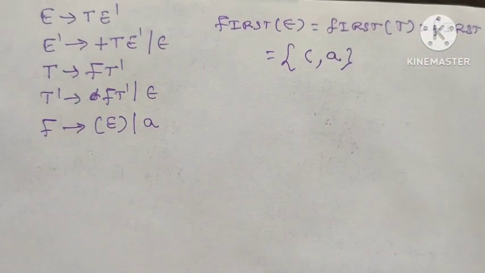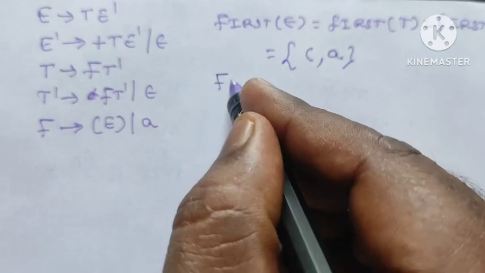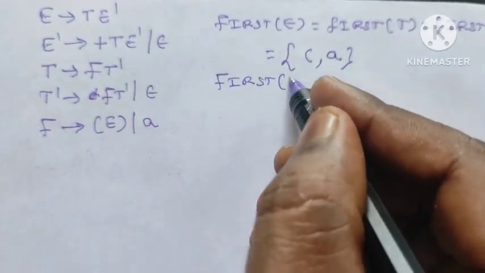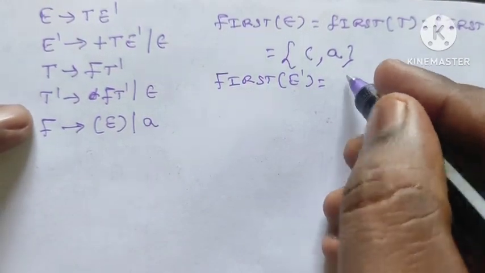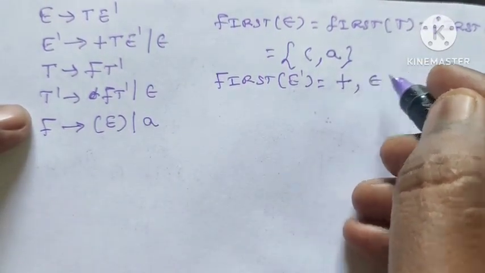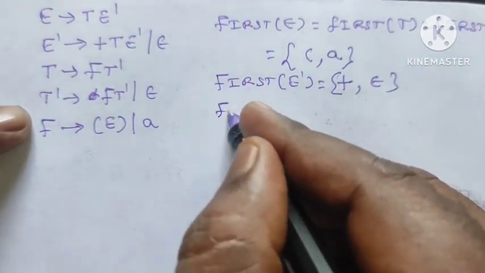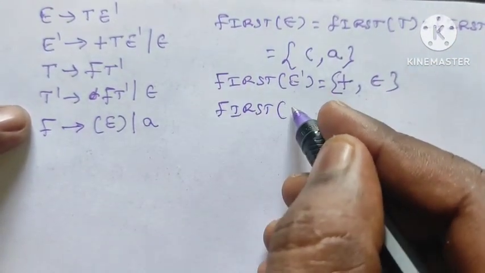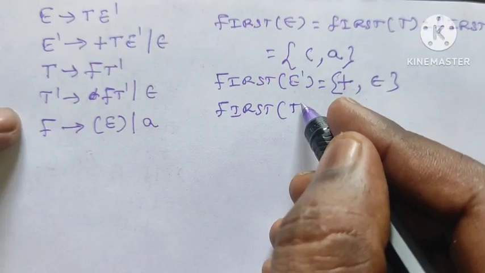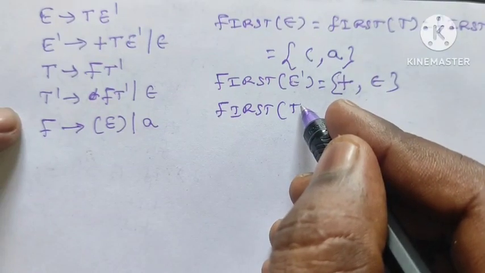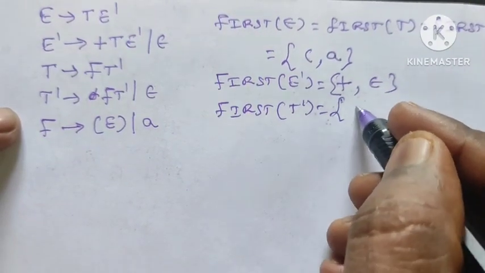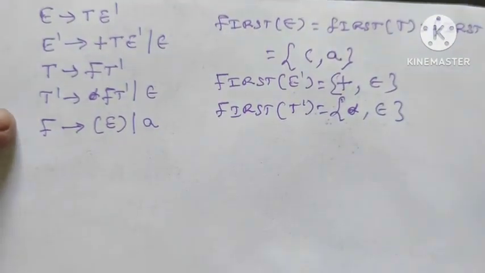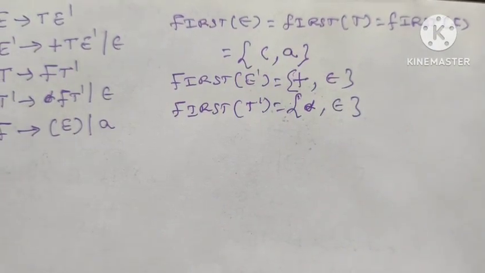Now listen carefully. Now we will take first of E dash. First of E dash is plus and epsilon. Then first of T dash is equal to star and epsilon. That's it. So we have written the first values here. Now follow values are similar to that.